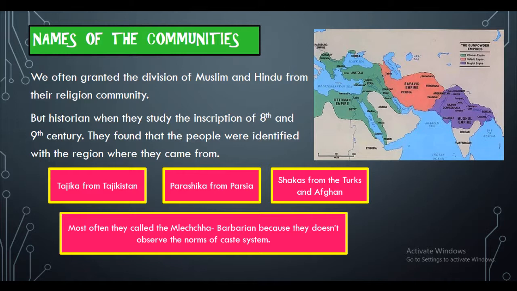So the next topic is names of the communities. How are we able to recognize that this person belongs to this community and this person belongs to that community, etc.? We often do that: if the persons have adopted the Muslim religion, then of course we call them Muslim. And if the persons have adopted the Hindu religion, then of course we recognize the person as a Hindu. But the historians, when they studied the inscriptions of the 8th and 9th centuries, found it very different. They found that the people were identified with the regions where they came from.